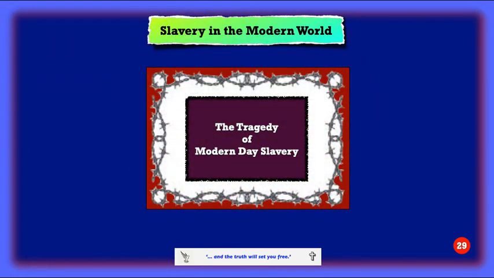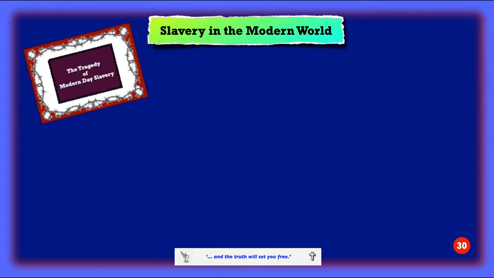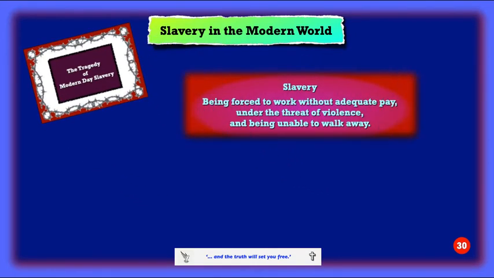Now to the modern world. How do we apply this today? The tragedy of modern day slavery. People being forced to work without adequate pay, and without adequate pay is treating it rather generously, often under the threat of violence, and they're unable to leave it. They can't break out.